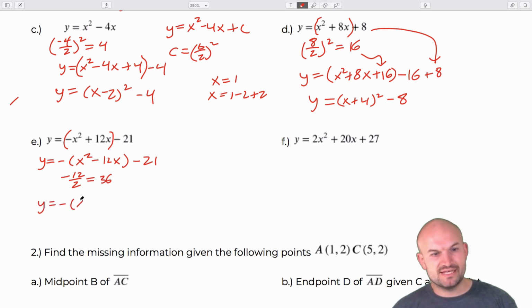Now, this is where it gets really confusing for most students. So I'm going to add the 36 in there, right?